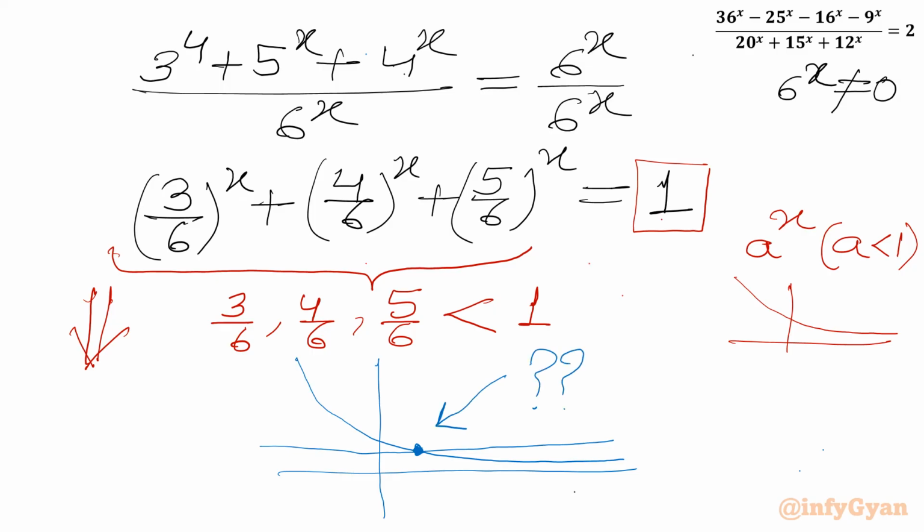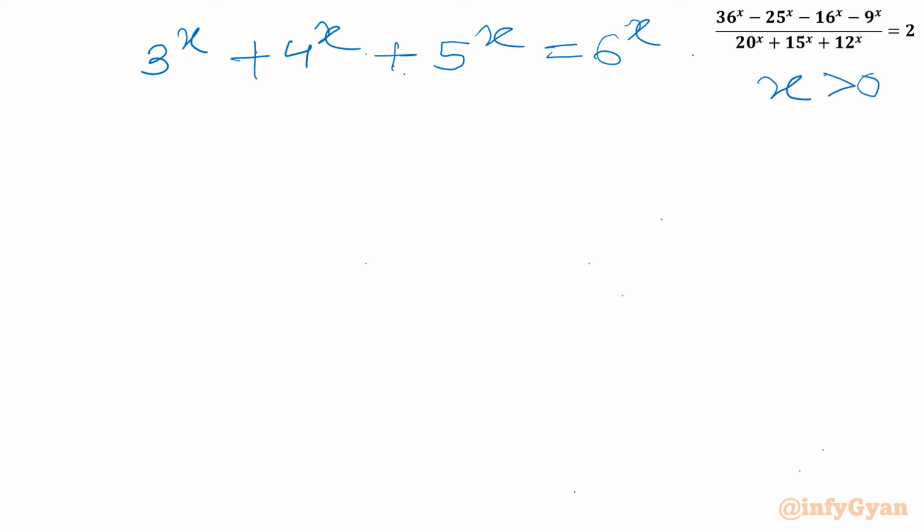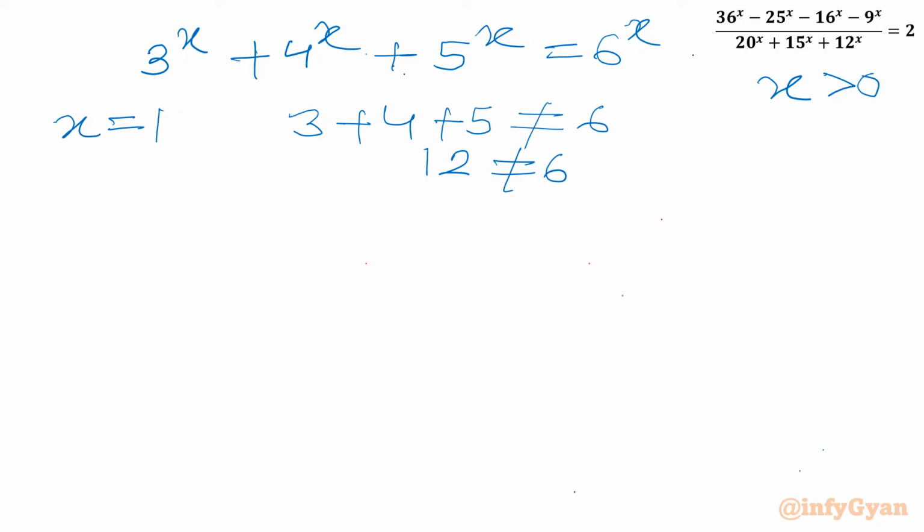So let us use hit and trial method. So I can write 3 power x plus 4 power x plus 5 power x equal to 6 power x, and it is confirmed that x is positive. So let me apply x equal to 1. 3 plus 4 plus 5. Is this equal to 6 power 1? So 12 cannot be equal to 6. So it is not.